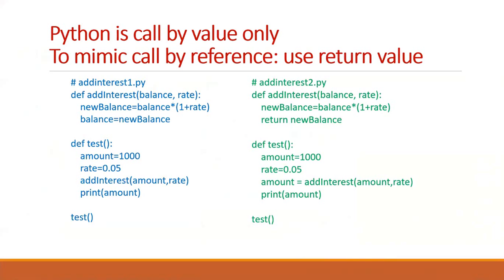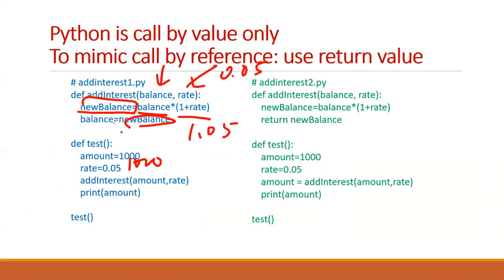So here we have two programs. One is called add interest. The other one is called add interest 2. Okay, let's look at this one, add interest 1. I have a test. My amount is 1,000, and the rate is 0.05. So I pass my value 1,000 over here for balance. My balance is 1,000, I multiply by 1.05, I get my new balance, and I assign it to my balance.